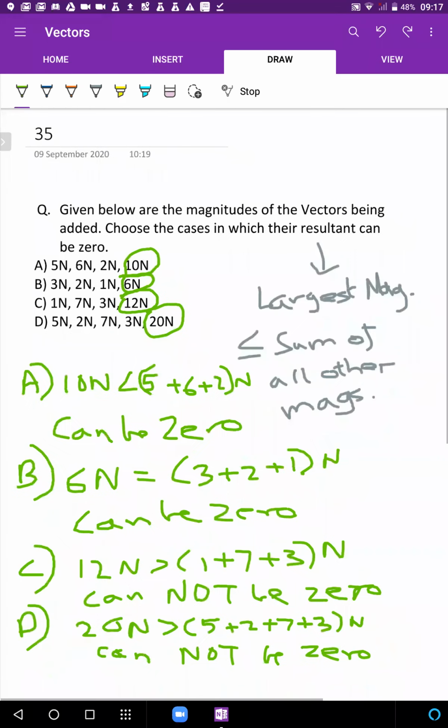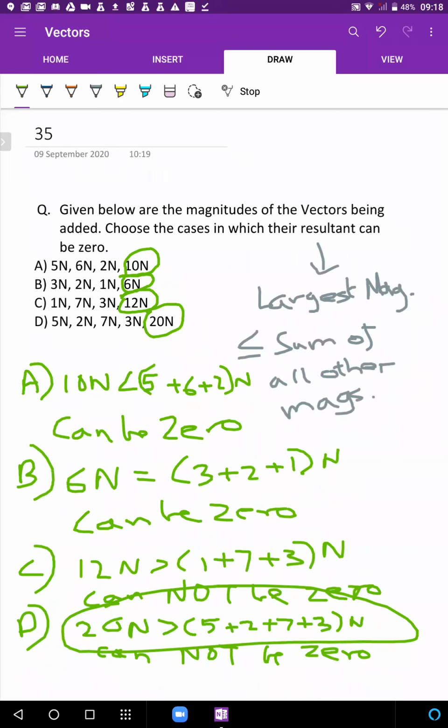Similarly, the last one, you should have checked properly. 3 plus 7 plus 2 plus 5, that's 17. 20 is still greater than 17. So larger side is bigger. You cannot form a polygon. Resultant cannot be 0. Got it?